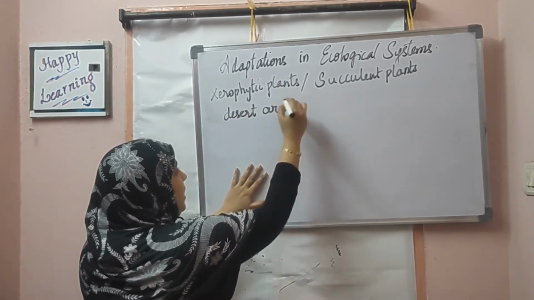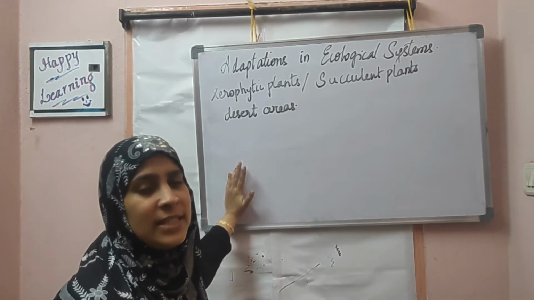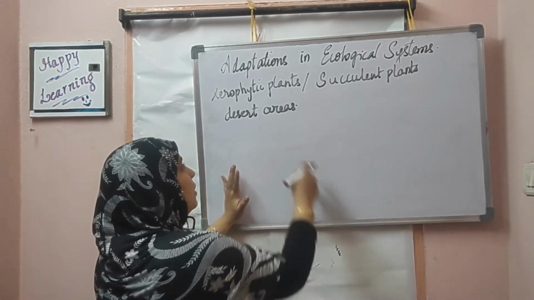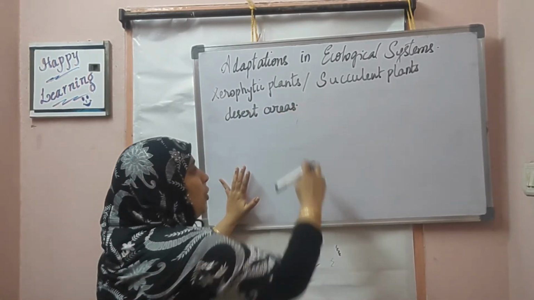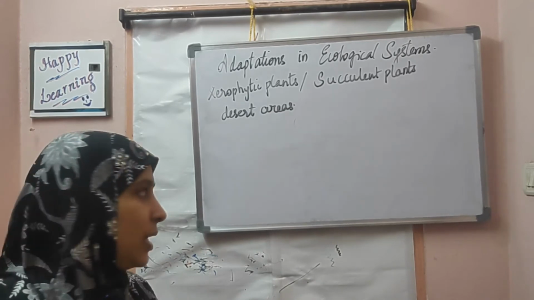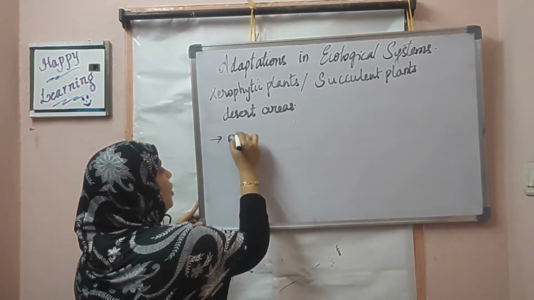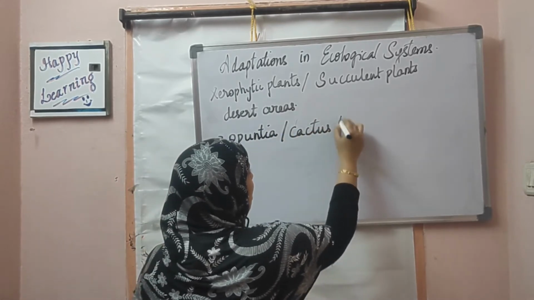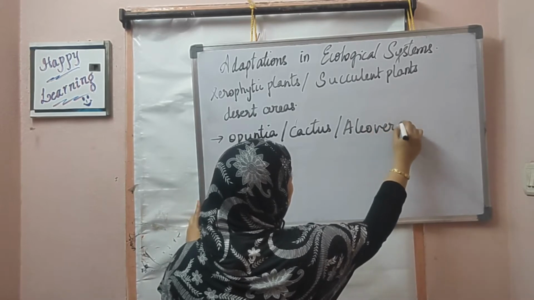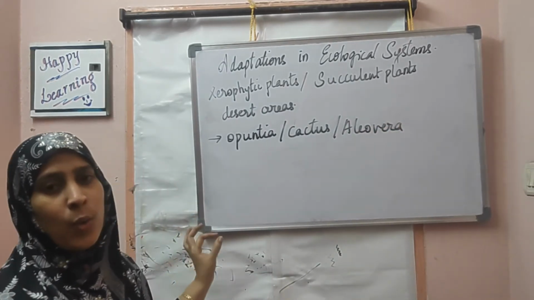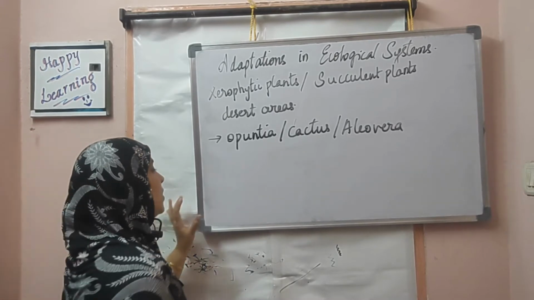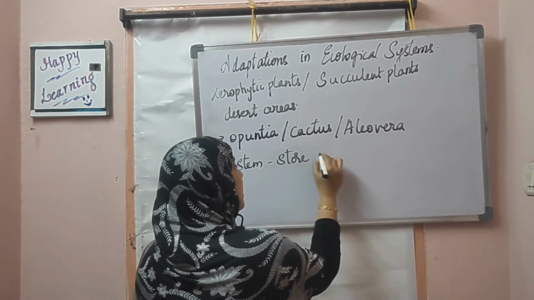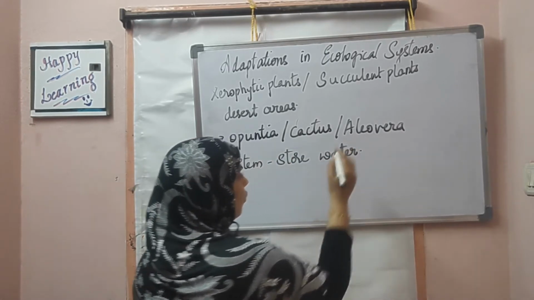They can grow in desert areas. But if you bring these plants into any other tropical environment, they'll be able to grow. It's not that they can't grow in other areas. You might have seen many people growing opuntia plants, cactus plants, and aloe vera plants in their garden. These are all succulent plants. Why are they called succulent plants? Because their stem has the capacity to store water.